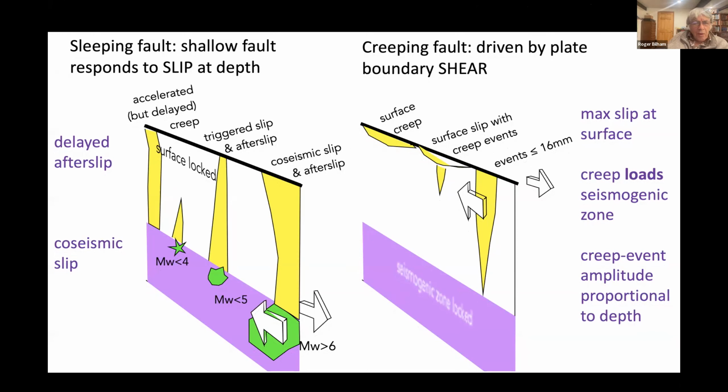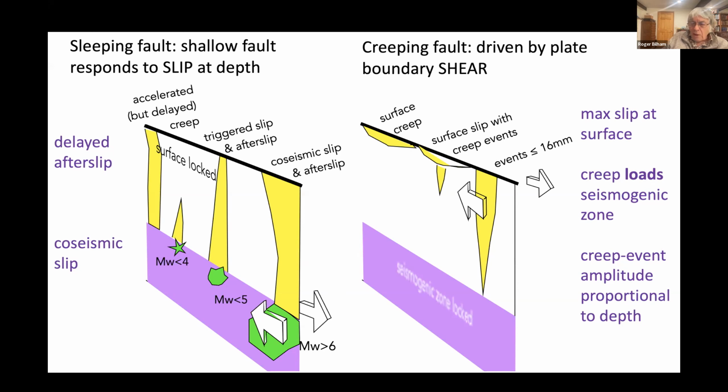The fault zone on the left is what I call a sleeping fault. In other words, a fault not doing anything until an earthquake happens at depth. And when that occurs, the shallow fault starts responding, either in the form of creep at depth or afterslip at the surface. Essentially, the signal from a fault on the left is driven from below, whereas the fault on the right is a creeping fault that is driven by antisymmetric shear of some sort. And in that case, maximum creep tends to happen on the surface and propagate downwards towards the seismogenic zone. In other words, it loads the seismogenic zone.